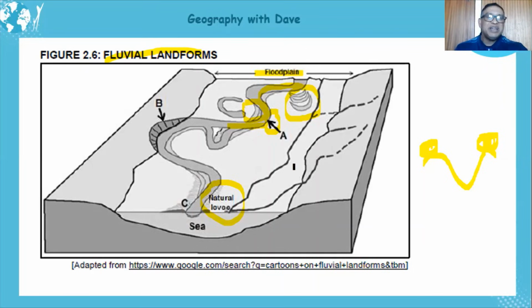Here too I learned that at the slip-off slope and the cut-off slope, where the river moves, the cut-off side is eroding, making it steeper. And here there's deposition on the other side, making it more gentle. They are part of the meander.